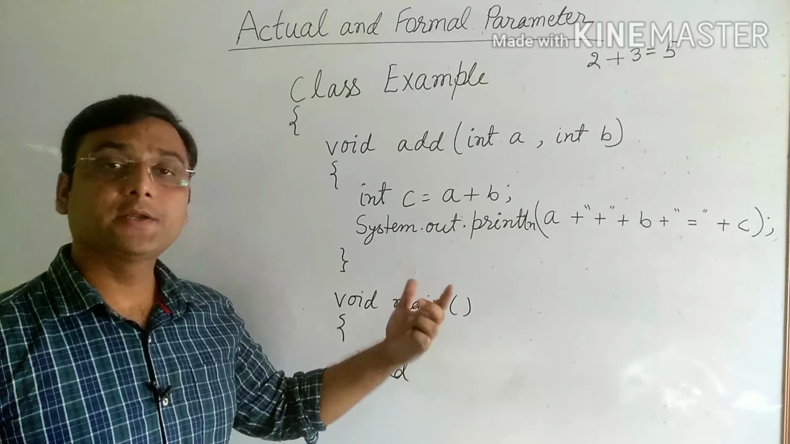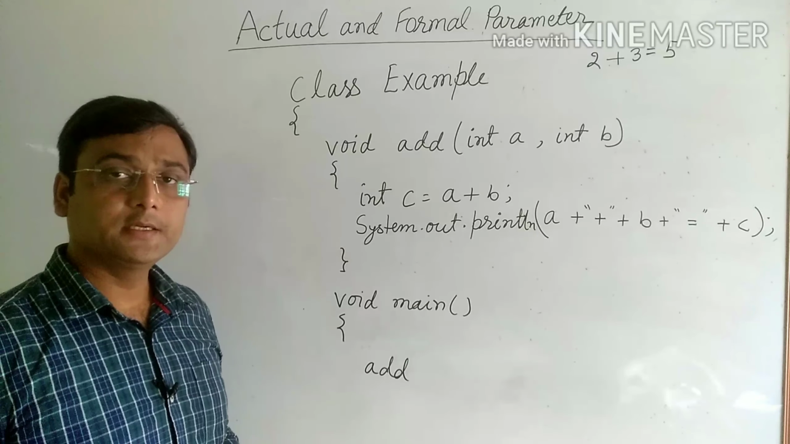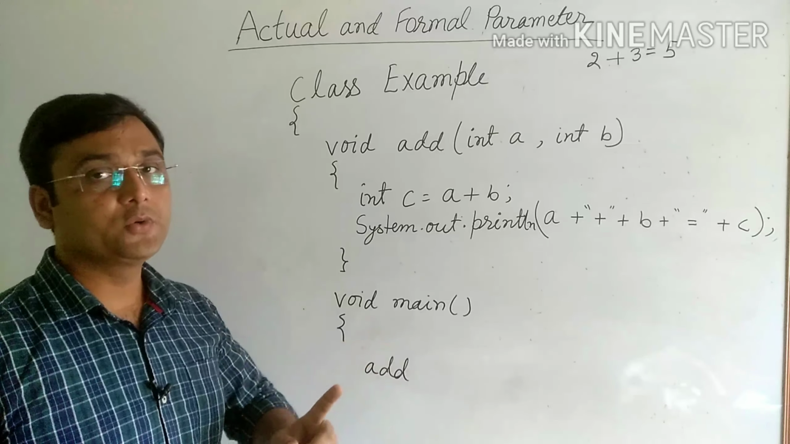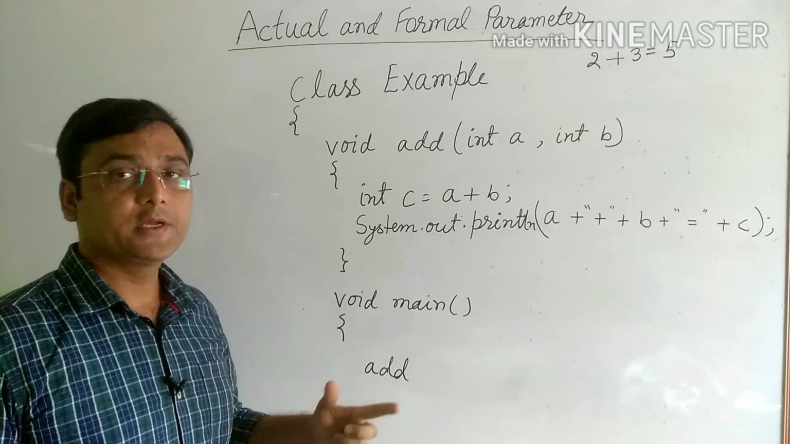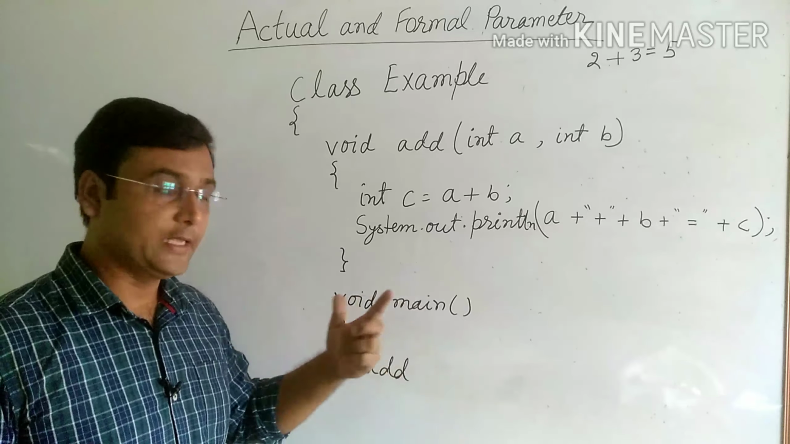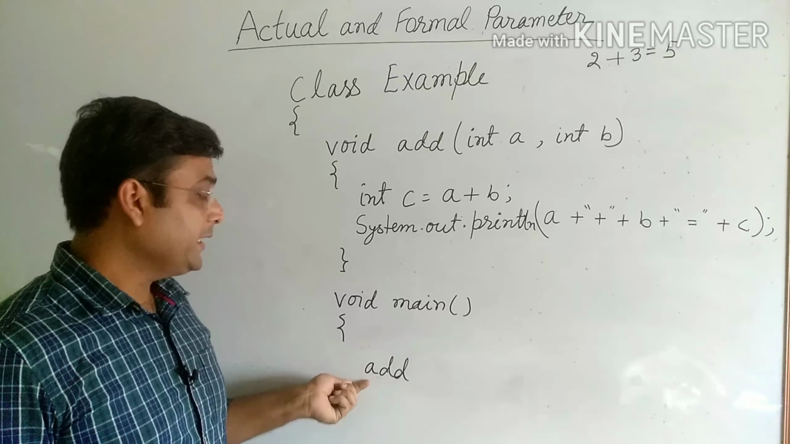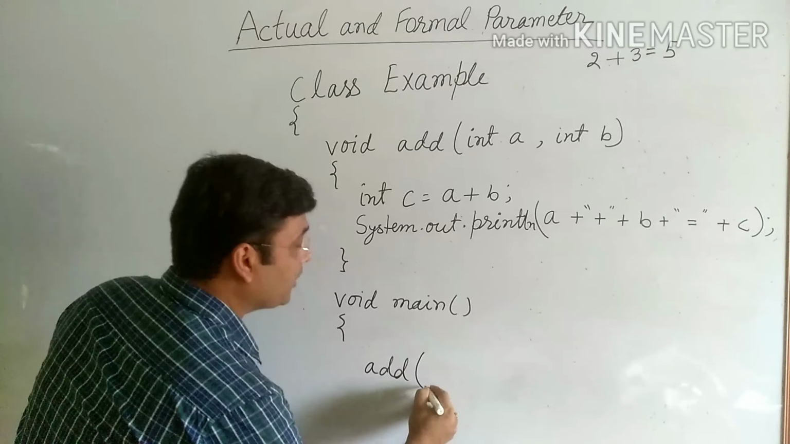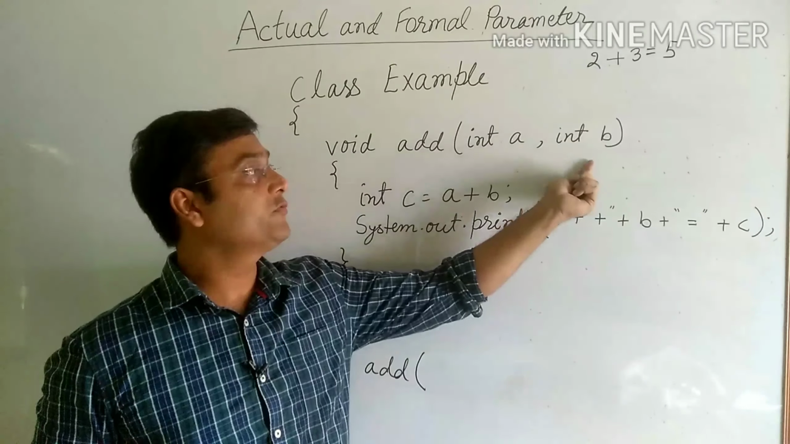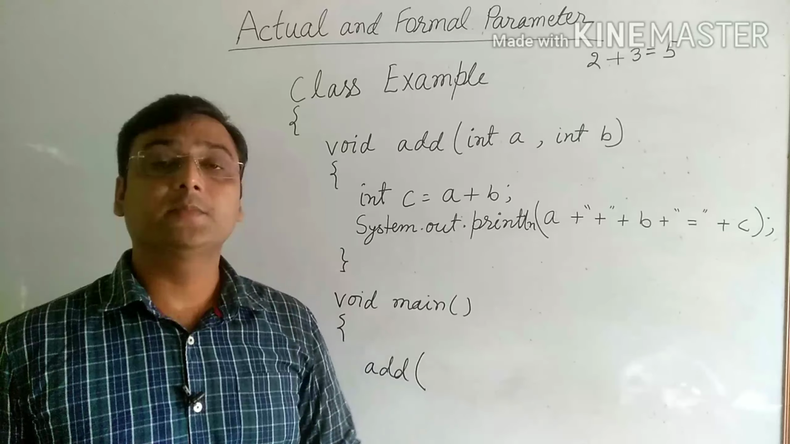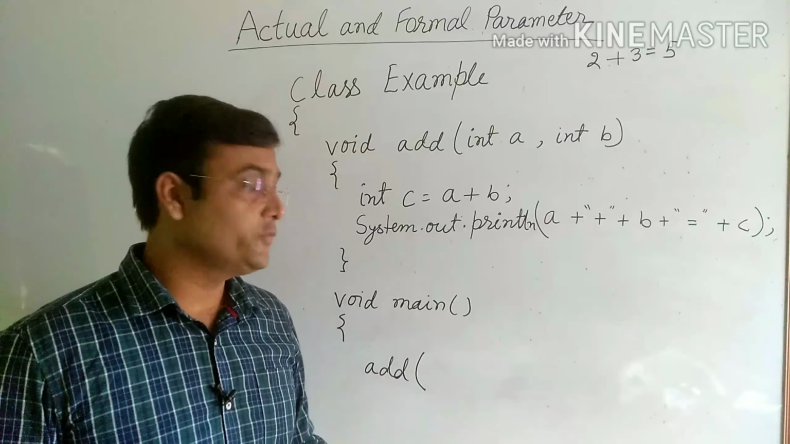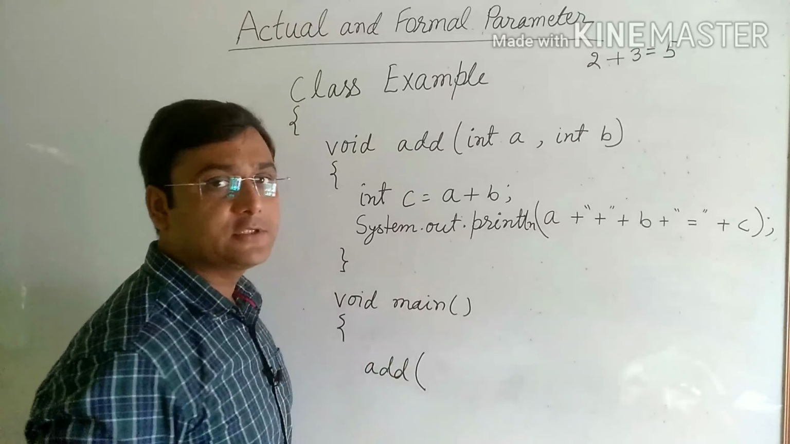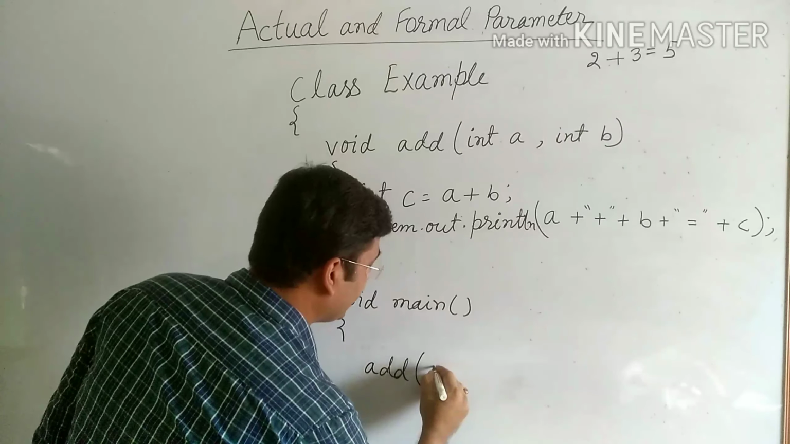What about creating the object? I have explained that in the previous video. You can watch it there and understand again if you have confusion. I am writing add here, which means I am calling this method. Now we have to pass the values of int a and int b. That means two integer values we have to pass from here. At that time I was taking the example 2 and 3, so I am writing 2 and 3.